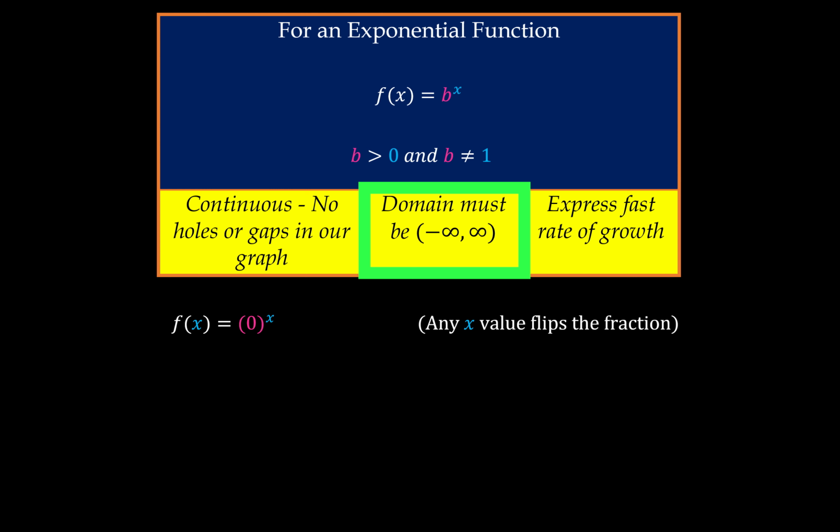If we let the base be 0, then we have to restrict our domain to be greater than or equal to 0. If we let the base of 0 have an exponent less than 0, then our function can be simplified by flipping our fraction. But what's the issue here? There's a 0 in the denominator, and we can't allow that to happen.